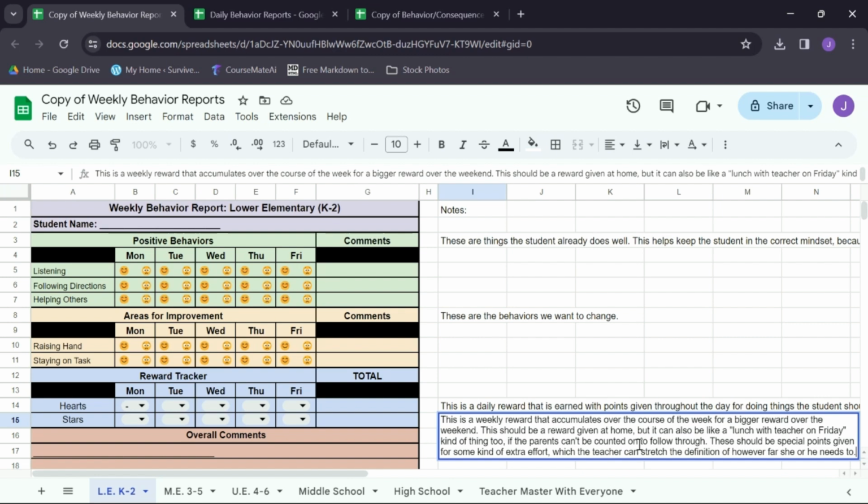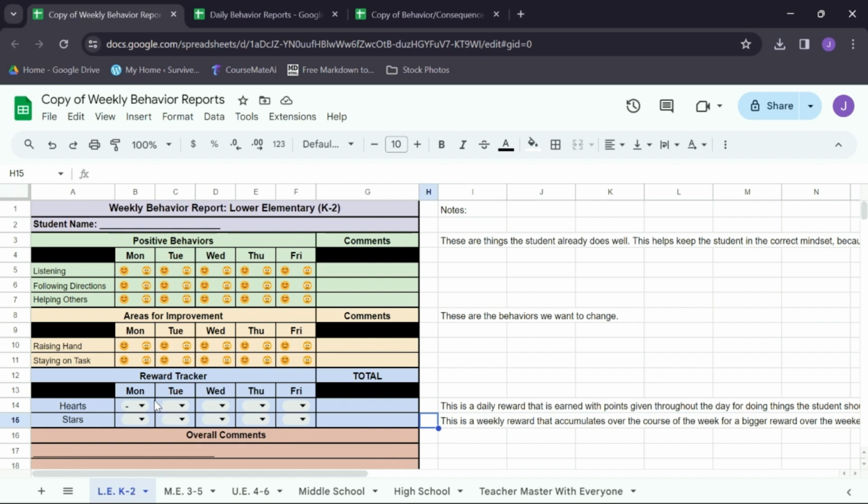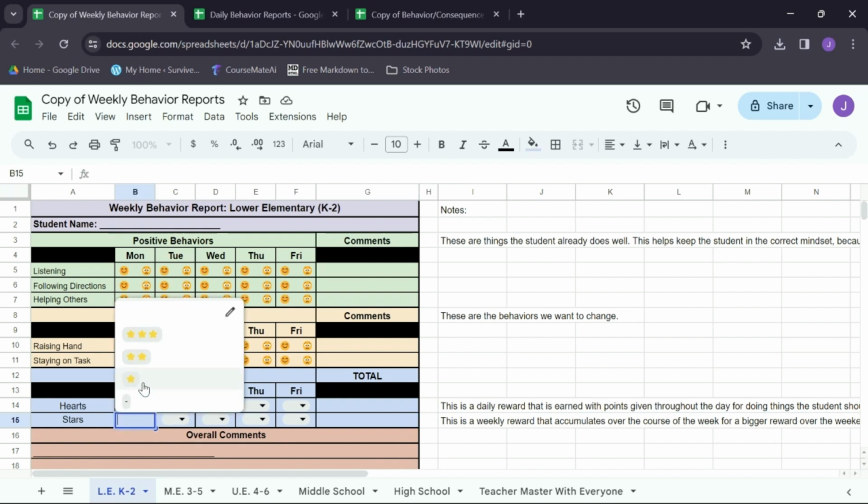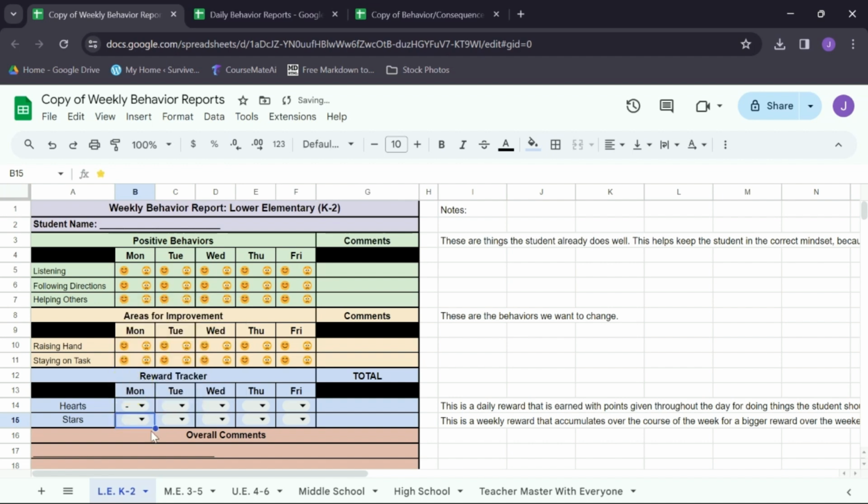Okay, now these should be special points. Pay special attention to this. These should be special points that are given for some kind of extra effort, which the teacher, of course, can stretch the definition of that however far you need to. So if you're really working on a difficult student, you may want to stretch the definition of that to get him some kind of points so he can feel some success. But that's going to be to your discretion. So these, of course, are going to be stars. You're going to get 1, 2, or 3, or 0 stars.